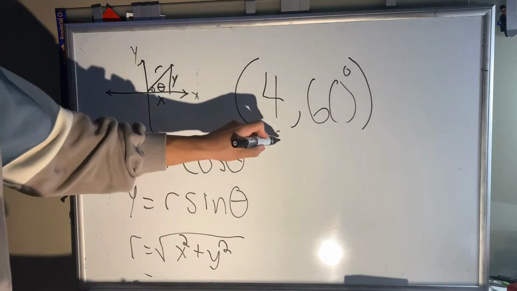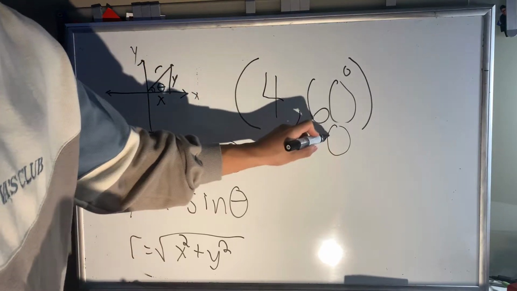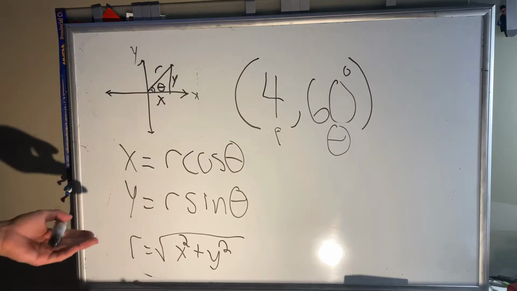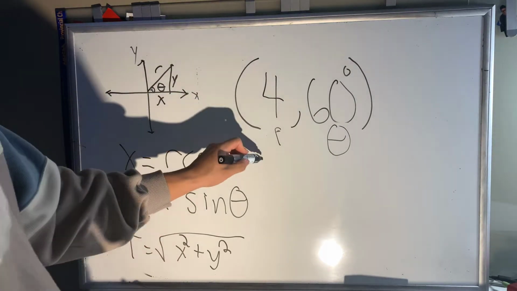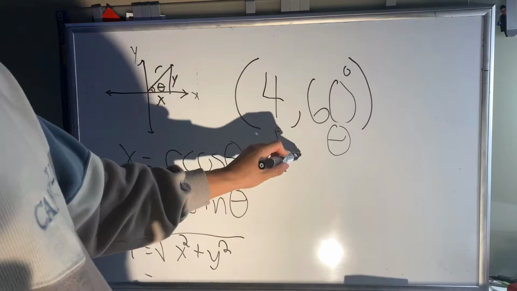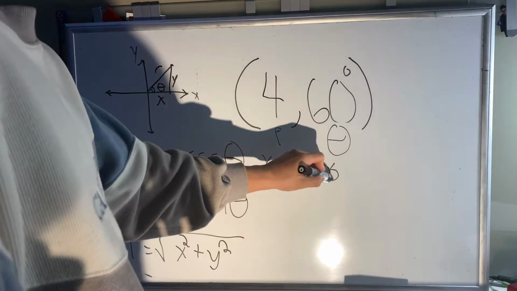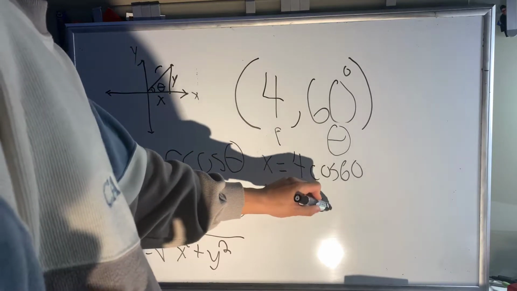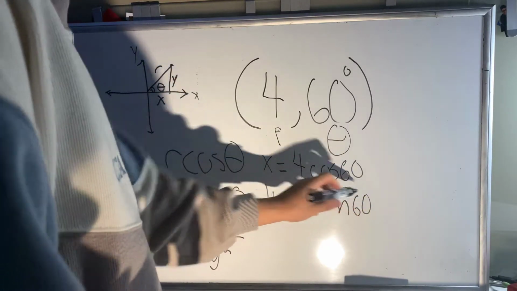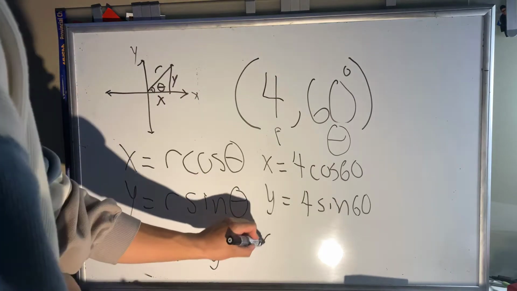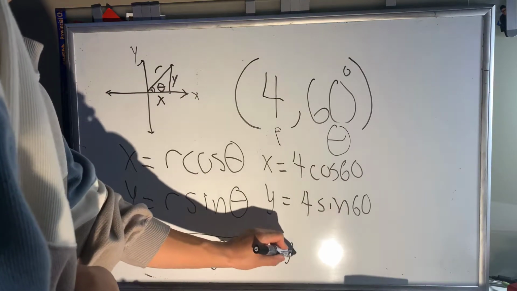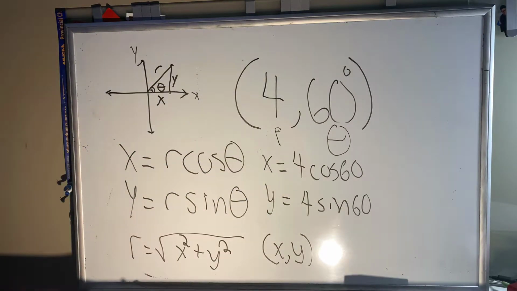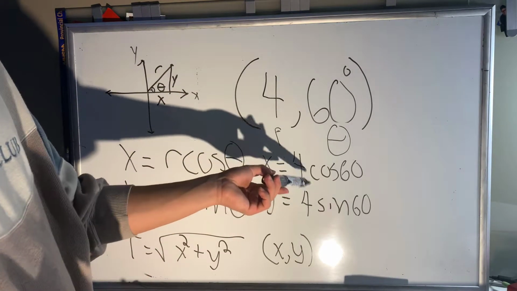We know that this is r and this is theta. With this, we could totally just plug these in and substitute for x and y. x equals 4 cos 60 and y equals 4 sin 60. We don't need this r formula because in the end, our goal is to reach the result of a rectangular coordinate, which is only needed with x and y. I see something very familiar here.